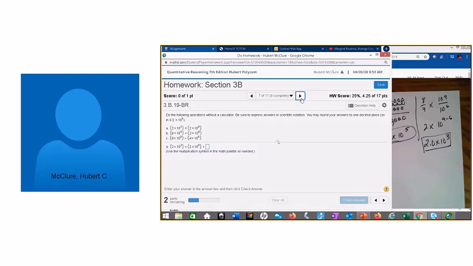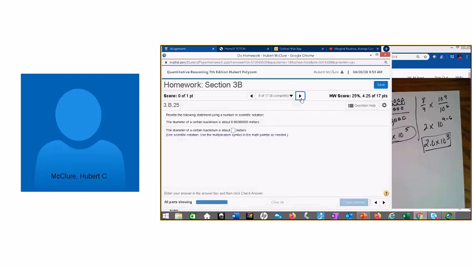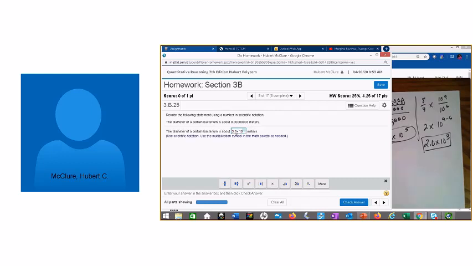Let's see how many is on there. Number 19. The diameter of a certain bacteria, change that. That could be a test question just because it's got some words with it. But you change that, it's going to be 3.0 times 10 to the negative 8th power. On the calculator, 3.0, shift 8, 10, shift up arrow, negative 8th power.